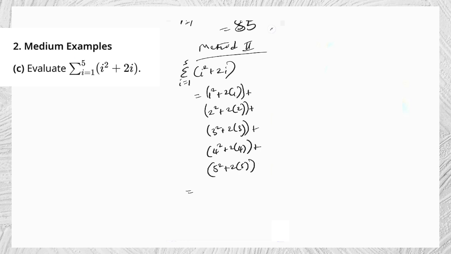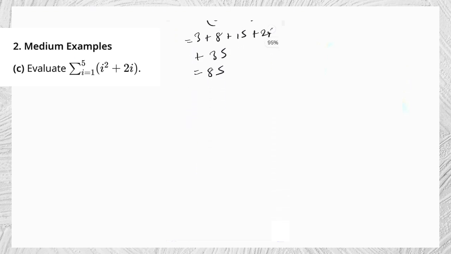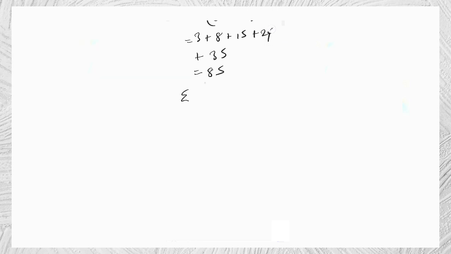Now, when you open this, what do you end up with? You end up with 1 squared plus 2, which is the same thing as 1 plus 2, which is 3. The next one is 2 squared plus 2 times 2, which is the same thing as 4 plus 4, which is 8. For the next one, you have 3 squared plus 2 times 3, which is the same thing as 9 plus 6, which is 15. For the next one, you have 4 squared plus 2 times 4, which will give you 16 plus 8, which is 24. And last but not the least, you have 5 squared plus 2 times 5. And 5 squared is 25 plus 2 times 5, which is 10, which is 35. So when you add 3 plus 8 plus 15 plus 24 plus 35, you end up with 85.